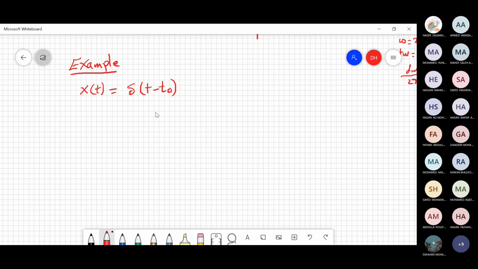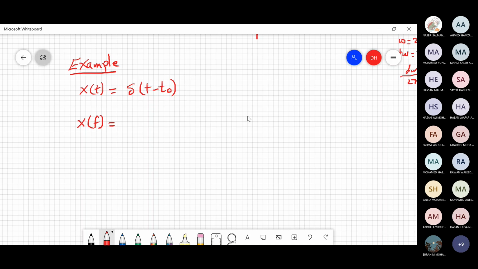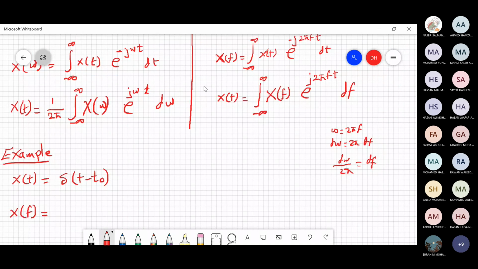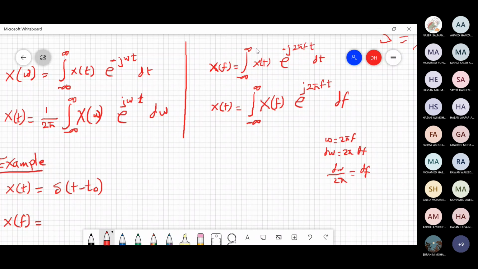So as we said, here we want to find x of f. Okay, so x of f equal to, as we wrote, integration from minus infinity to plus infinity of x of t, equal to delta t minus t naught, multiplied by e to the power of minus j 2 pi f t dt.